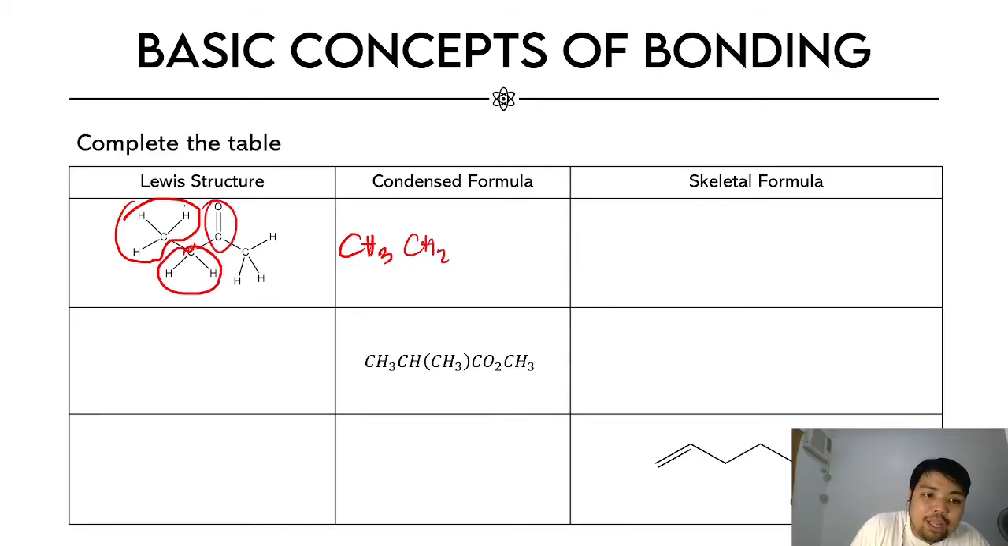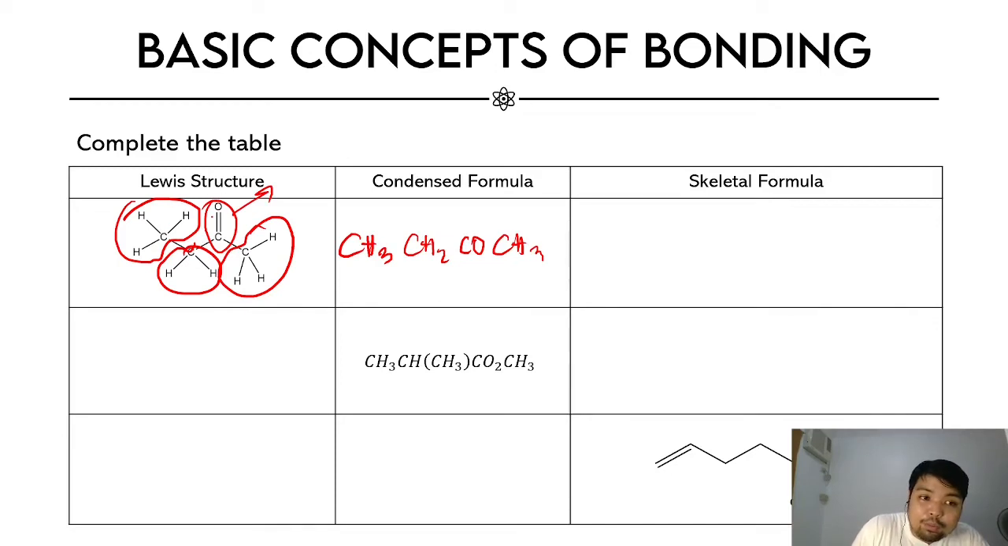However, how do you write this group here, the C double bond O? Now in the condensed formula, the C double bond O is simply written as CO. Okay, it is automatically known that that is C double bond O. And then this group here obviously will be our CH3.